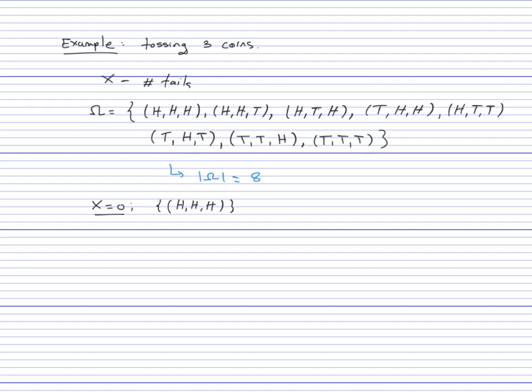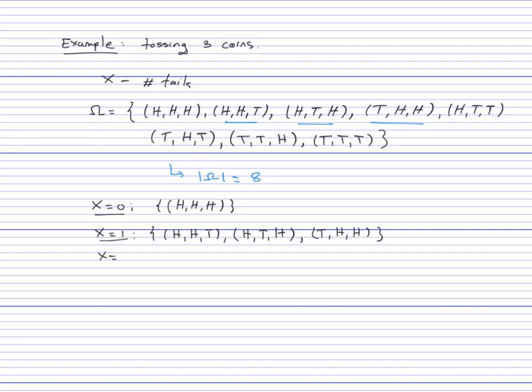Okay. What about X equals 1? X equals 1 means that we got exactly 1 tail. Let's see here, 1, 2, and 3. Those are the only 3 options. Let's write them: it can be heads, heads, tails, or heads, tails, heads, or tails, heads, heads. In total, 3 options.